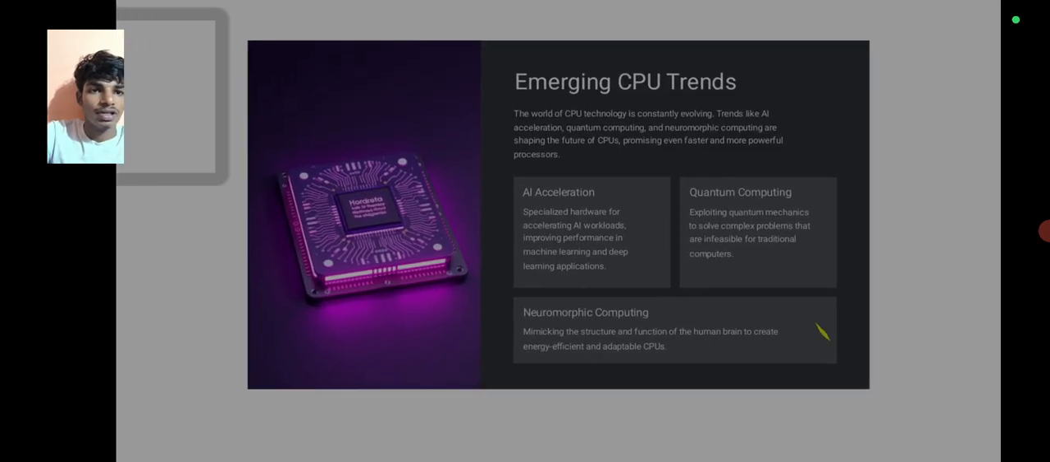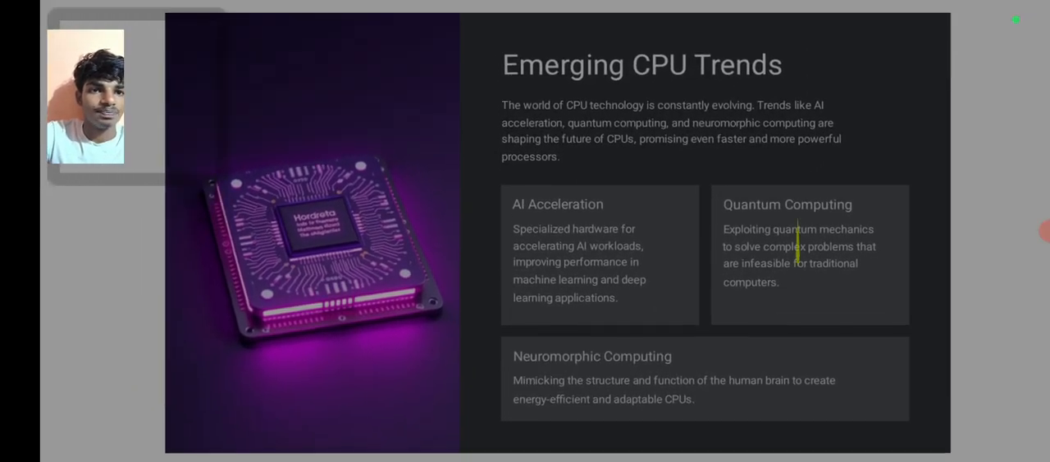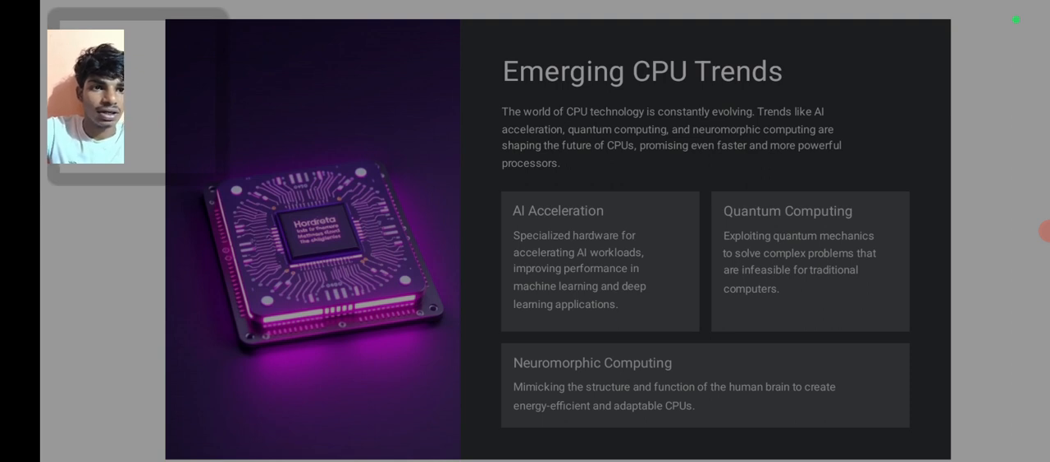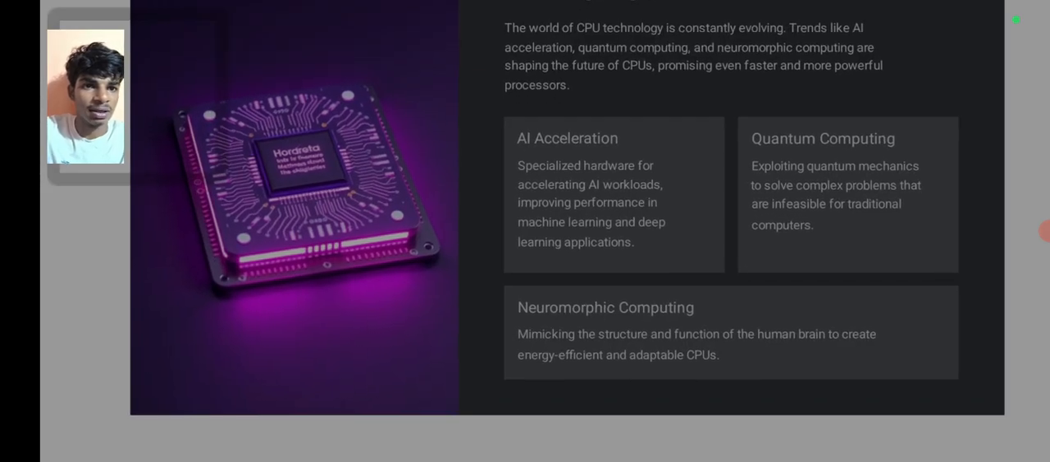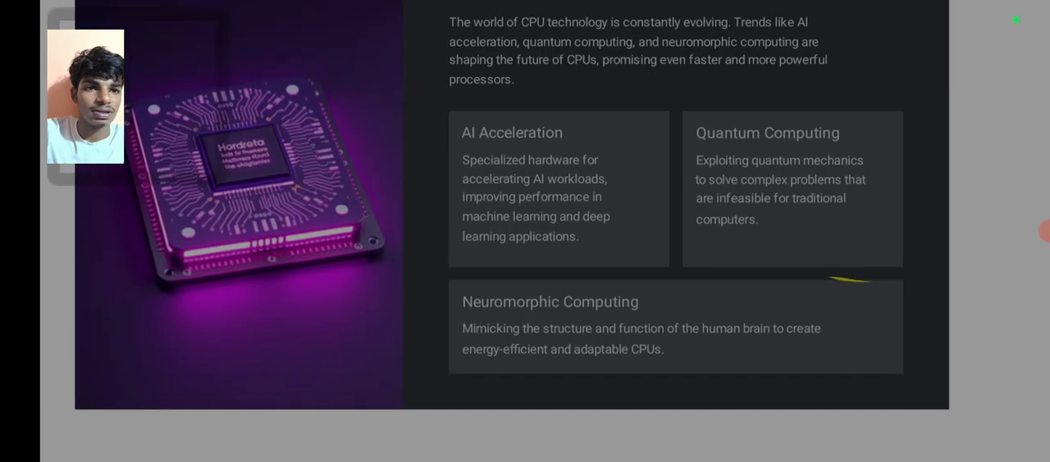Next slide we have emerging CPU trends, and CPU technology is constantly evolving. Trends like AI acceleration, quantum computing and neuromorphic computing are shaping the future of CPUs and promising even faster and more powerful processors. In that we have AI acceleration, quantum computing and neuromorphic computing. What does AI acceleration mean? It is specialized hardware for accelerating AI workloads and improving performance in machine learning and deep learning applications.